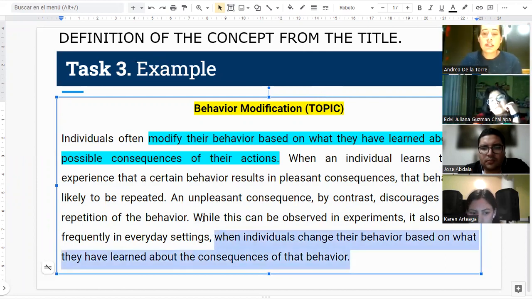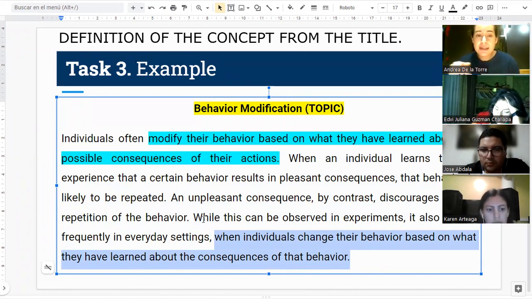When individuals change their behavior based on what they've learned about the consequences of that behavior, right? Either, both of them are okay. Whichever you prefer is fine, okay? But what I want to say is that you have to find that sentence. Don't try to summarize everything, okay? I'm not trying to come up with my own definition based on what I read. I'm just highlighting one sentence. So that is what you're going to have to do.